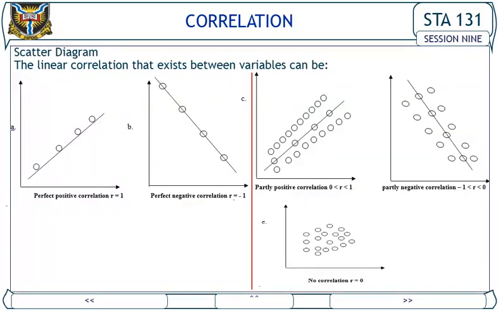Scatter diagram. The linear correlation that exists between variables can be: A. Perfect positive correlation, R is equal to 1. B. Perfect negative correlation, R is equal to minus 1. C. Partly positive correlation, 0 less than R less than 1. D. Partly negative correlation, minus 1 less than R less than 0. E. No correlation, R is equal to 0.